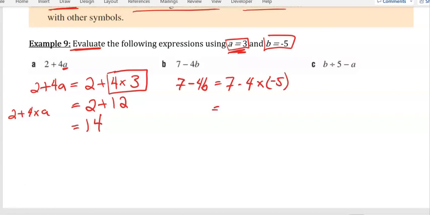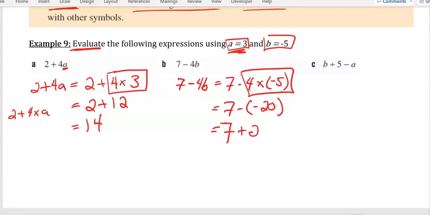What am I going to do first? Once again, I'm not going to do the subtraction. I'm going to do this. And 4 times -5 is -20, because a positive and a negative make a negative. Now, remember when we're subtracting a negative, I like to say, don't be so negative. That's 2 negatives. We actually get a positive. And that gives us 27. So it's positive.